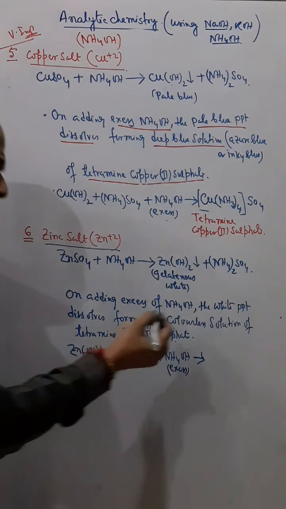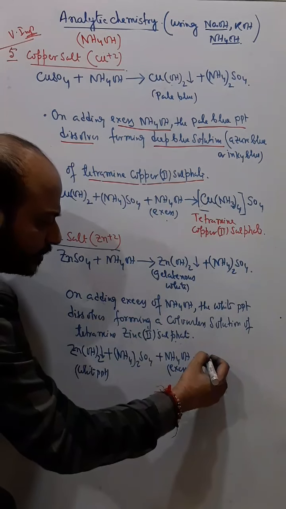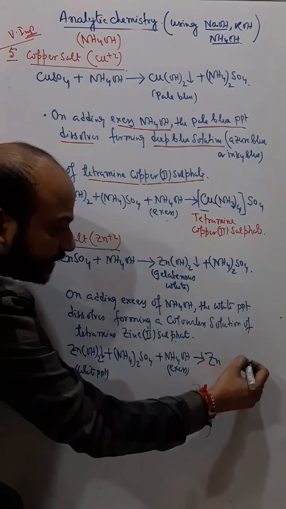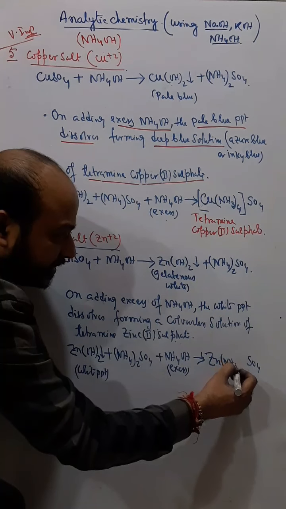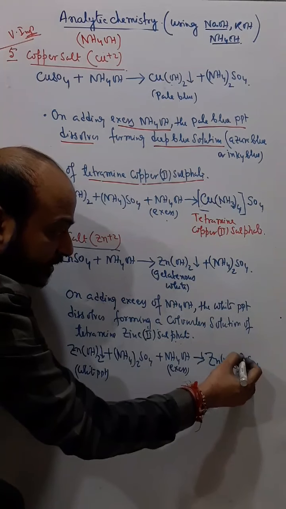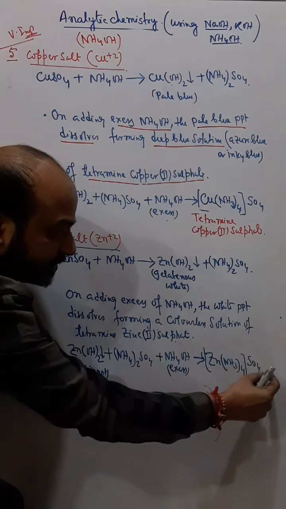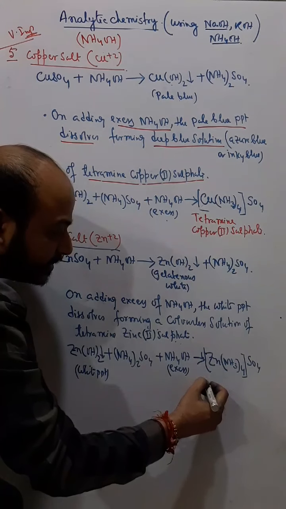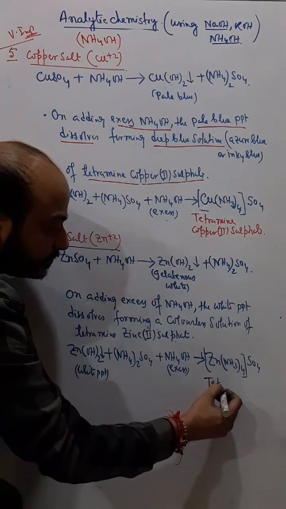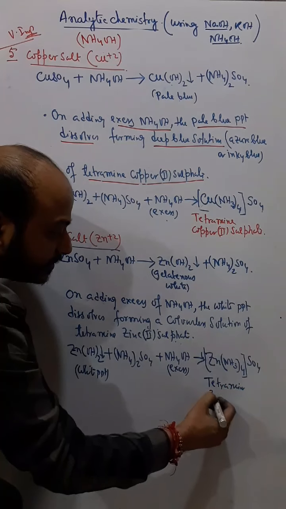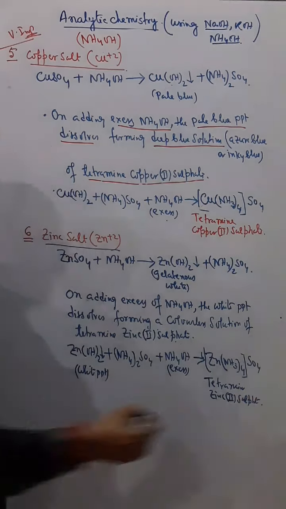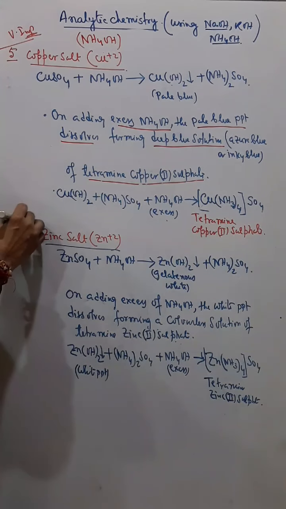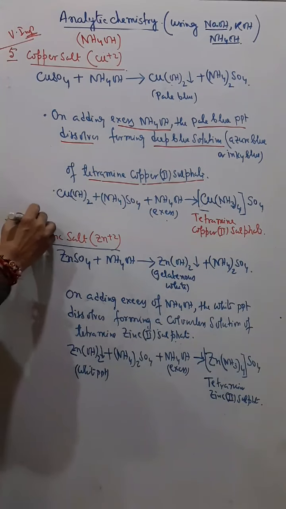Tetramine zinc 2 sulfate. Similarly we will write the reaction here also, means the formula Zn, you write SO4, so zinc sulfate, and then you give tetramine. So tetramine means NH3, and that is 4, tetra, and give a bracket. So this is the positive part, this is the negative part. So this is tetramine zinc 2 sulfate. This is also a very important reaction. Okay, understand?